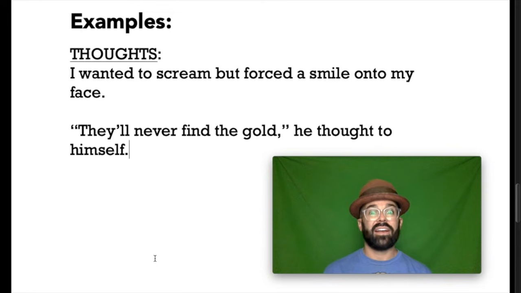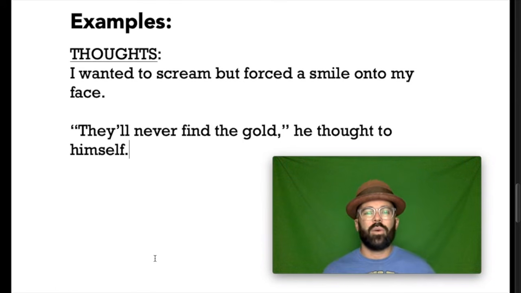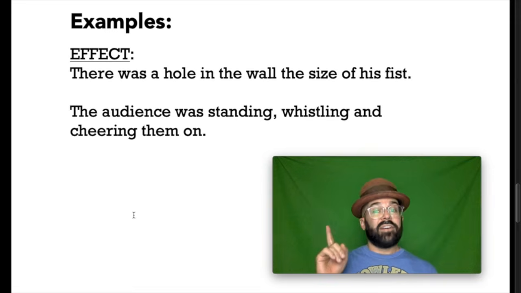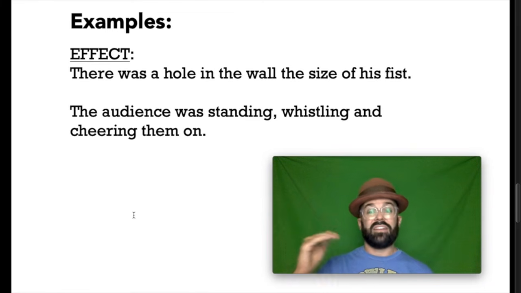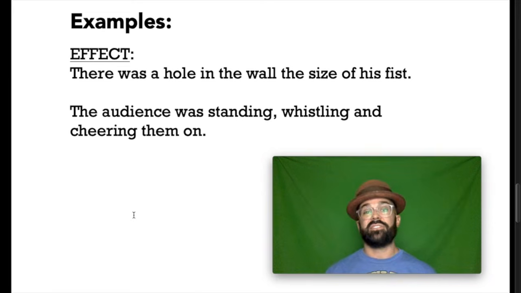Or, "They'll never find the gold," he thought to himself. Sometimes characters think to themselves in dialogue, and that can be another way that someone's thoughts can give us information about that someone, about that character. Next up, effect. So this is cause and effect. Something happened, and this is the outcome. This is the effect. For instance, you might be shown that there was a hole in the wall the size of a fist. That is a result of an action. We see that result that tells us a little bit about the character that might have created that effect.